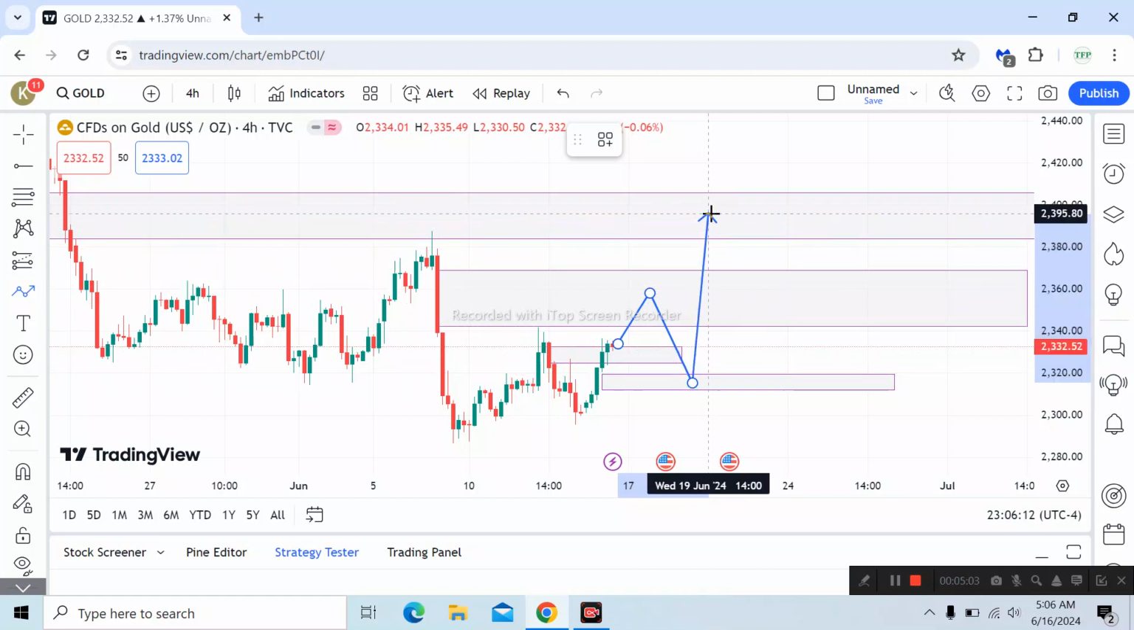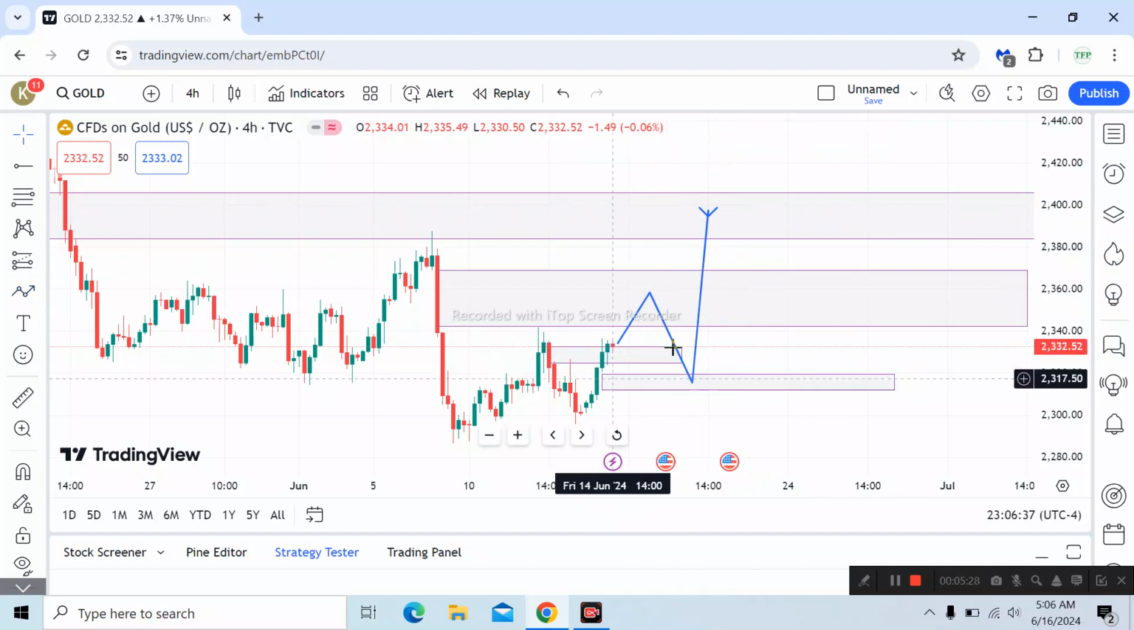and take out these highs over here, this 4 hour high, and then test that imbalance over there too, that daily imbalance that price created. Okay, so this is how we expect price to react. We expect price to trade down to this imbalance here, and then trade back up.